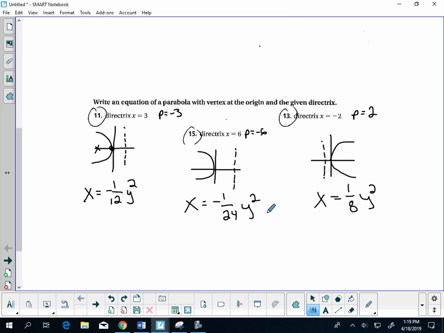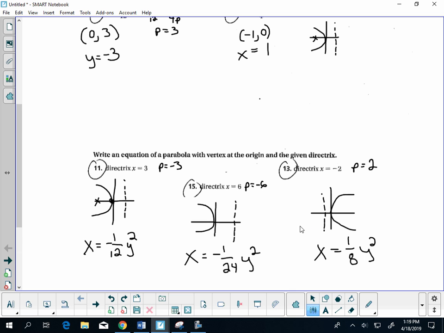Same process for 15 and 13. If you didn't notice, I whited out the problems that we did not do just so I had more room to work.